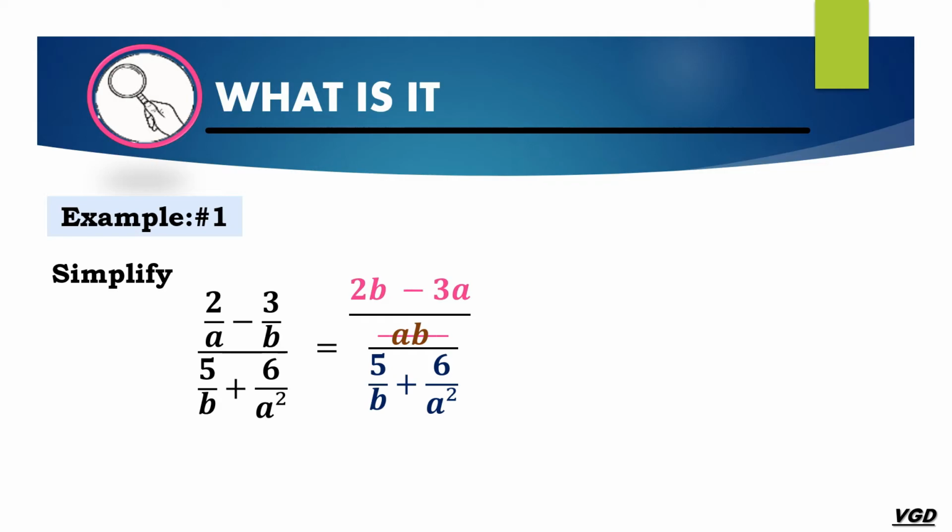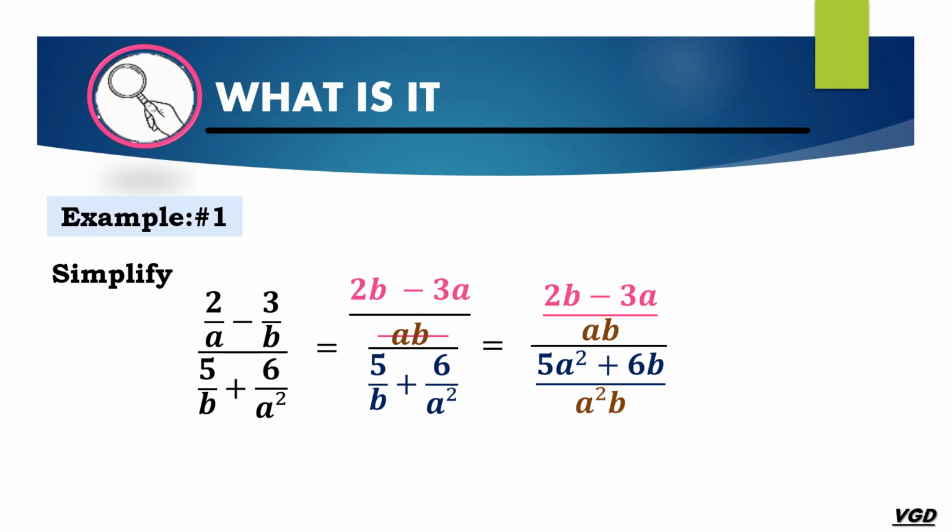So after evaluating the numerator, now let's move on to the denominator. Since they have dissimilar denominators, we are going to get the LCM. So in this case, our LCM is a squared times b. Then let's divide a squared b by b. So we will have a squared, times 5, yes, multiply to the numerator 5. So we got here 5a squared.